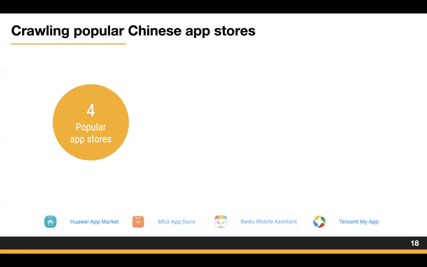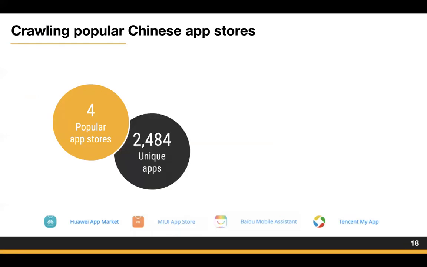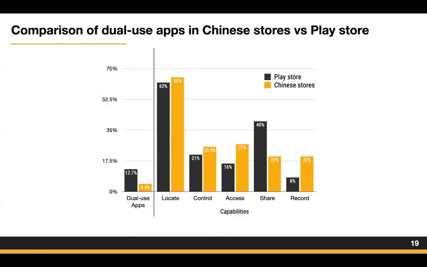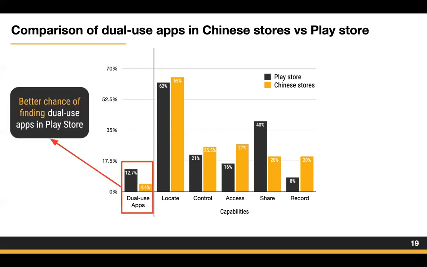We collected a total of 2,484 unique apps. After flagging all these apps, we found only 110 dual-use apps. Only 17 of these apps are found in Play Store, and only 13 are available in at least 2 Chinese stores. We compare the results from crawling Chinese stores to the results obtained from crawling Play Store using Chinese queries. We found that the probability of finding a dual-use app using Chinese queries in Play Store is 3 times higher than the probability of finding dual-use apps in the 4 Chinese stores we crawled.